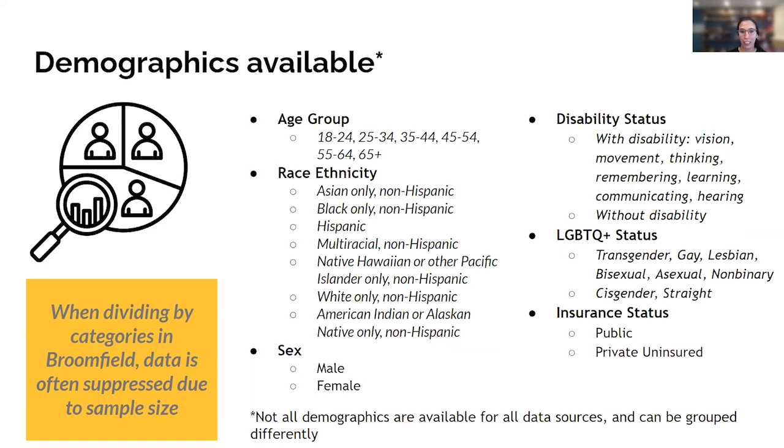When dividing by categories in Broomfield, data is often suppressed due to sample size. For example, if you were to look at a specific behavior happening in a specific group within a specific geographic area, it could unintentionally reveal the identity of a person. For example, if we're reviewing deaths due to suicide in Broomfield in 2023 among young adults, 18 to 24-year-olds, and additionally among those who are Black, the data might unintentionally reveal the individual's cause of death. Therefore, the data would be suppressed.